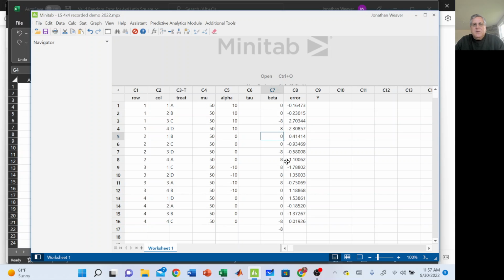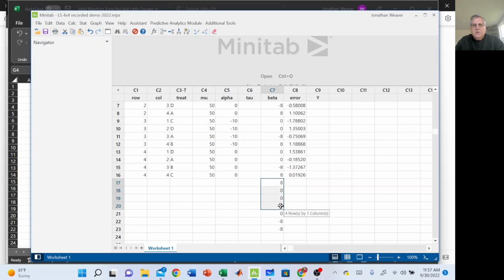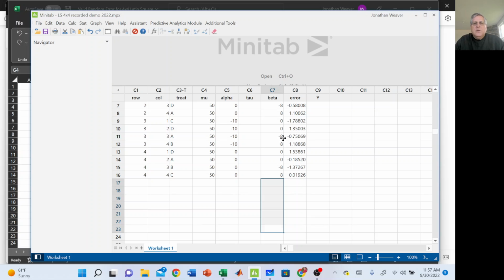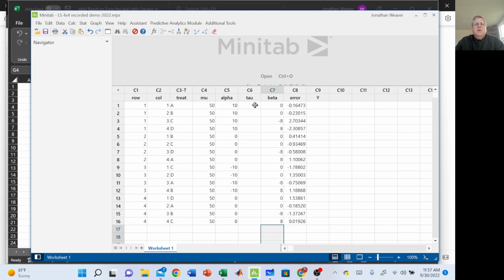Simple, stupid mistake, right? Just going too fast. Make sure you watch where the numbers actually line up. 0, 0, negative 8, 8. 0, 0, negative 8, 8. And it pushes that down for some reason. Clear cells. Okay. So now the treatment effects.